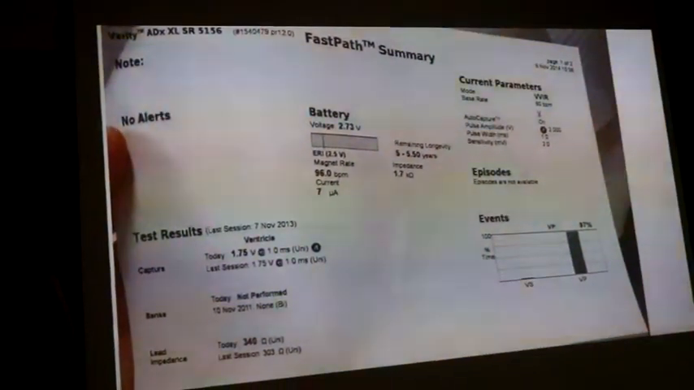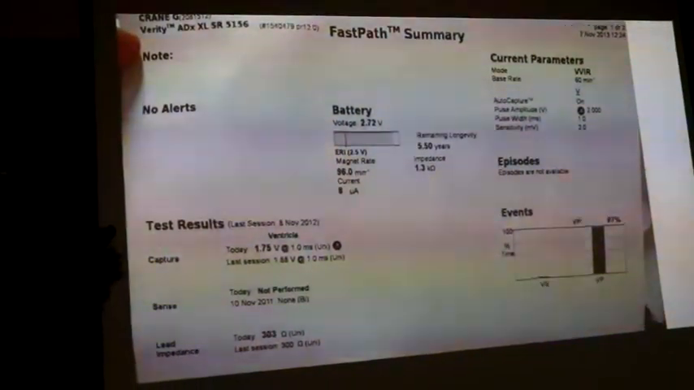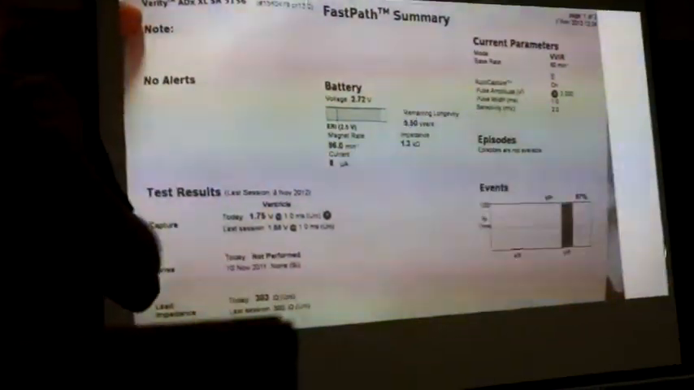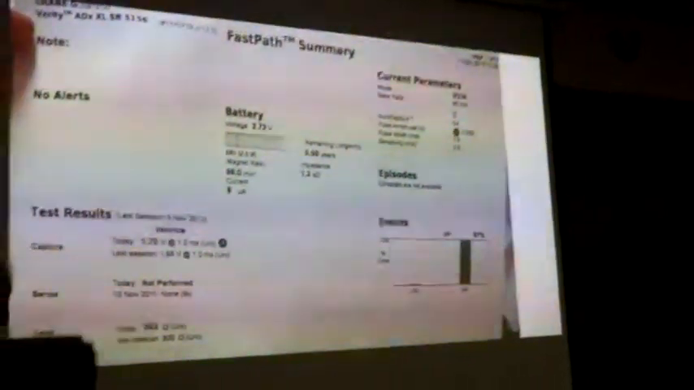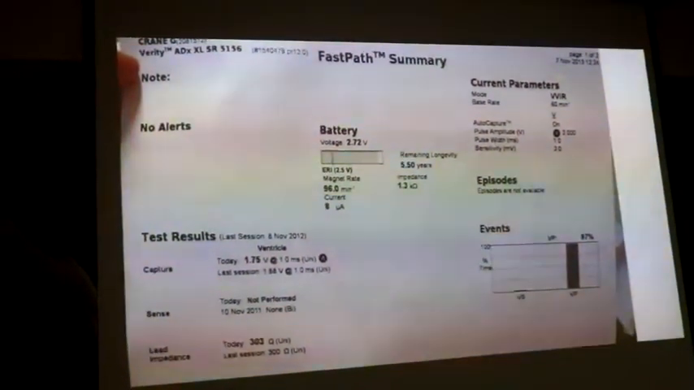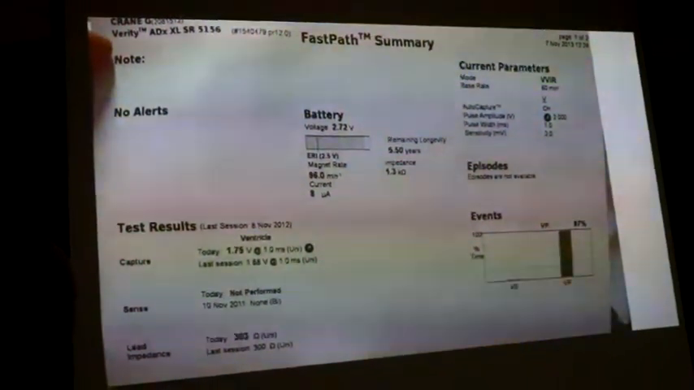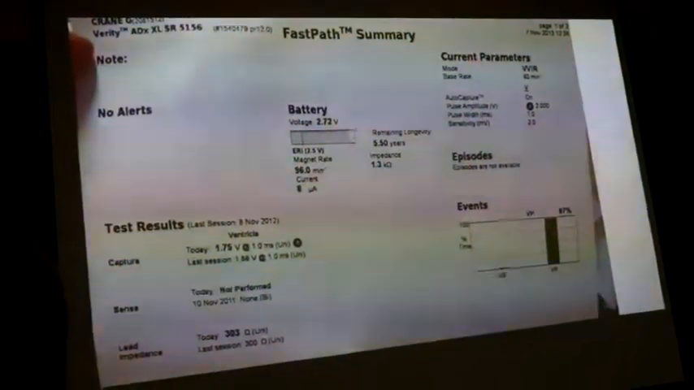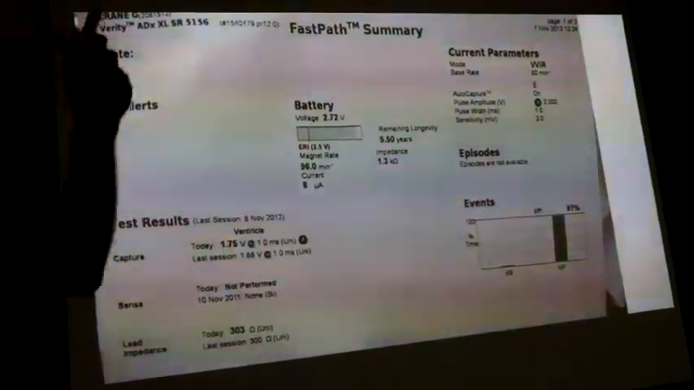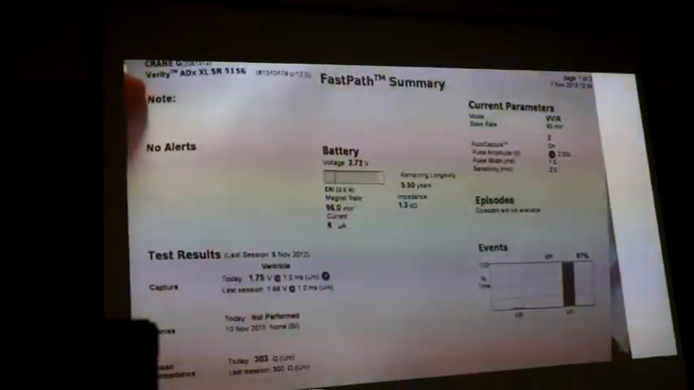The battery impedance has gone up by 0.4. This is normal. As the battery is being used, the resistance starts to build up, because it's basically the side product of the reaction between the lithium and the iodine. This is important: this is a lithium iodine chemistry battery, okay?